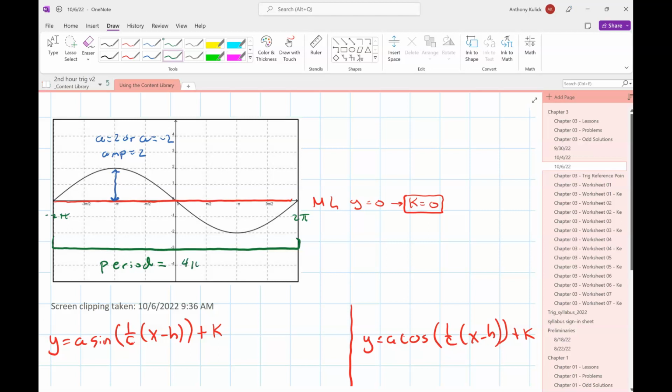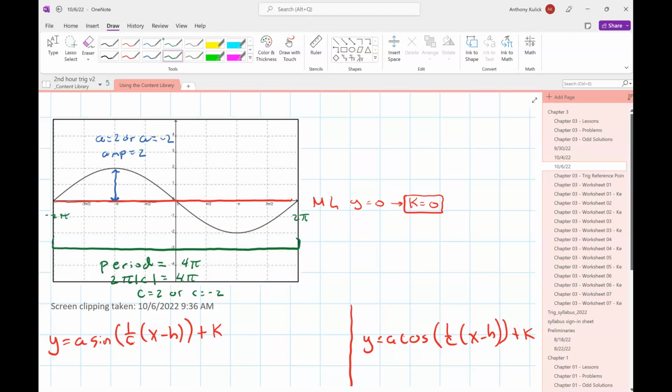4 pi. So I can say then the period, which is 2 pi over absolute value of c, is equal to 4 pi. If I divide both sides by 2 pi, I get that c would be 2 or -2. Okay. Is everybody okay with that? Okay.